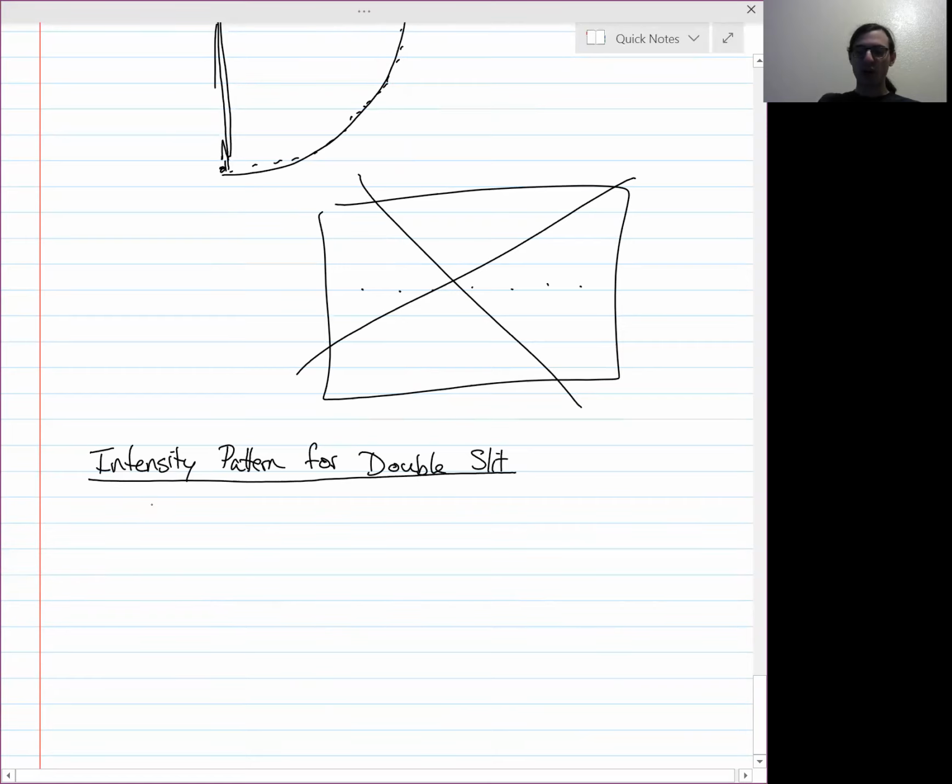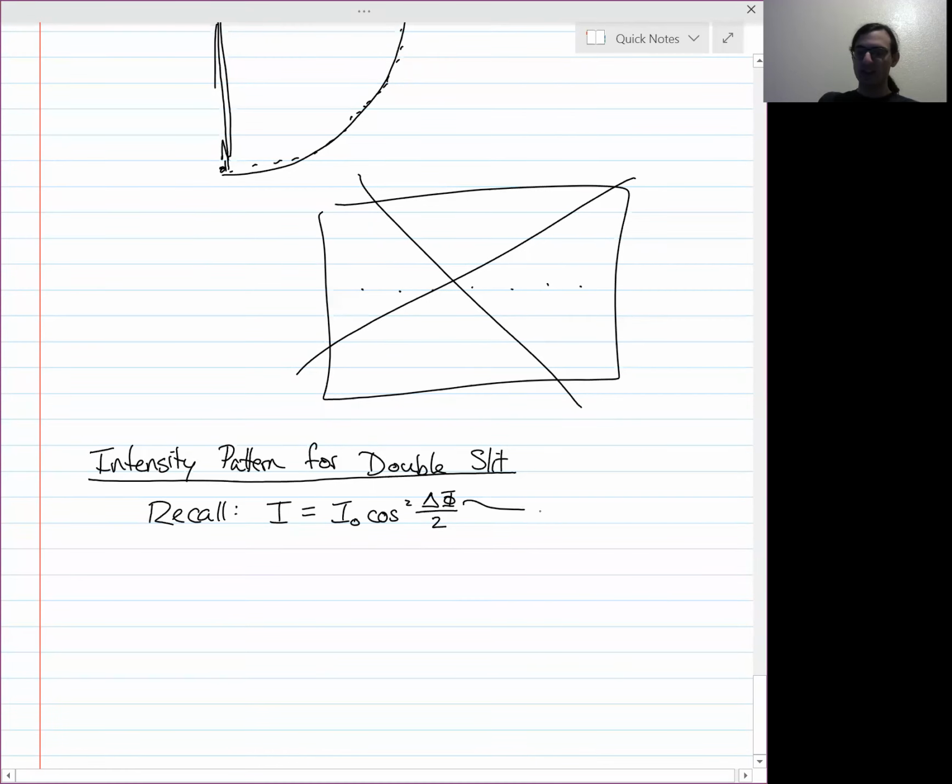So let's recall from a few lectures ago that the intensity for two interfering waves depends on the difference in overall phase. The intensity at a spot with some overall phase difference delta phi is equal to I naught times cosine squared of delta phi over 2.